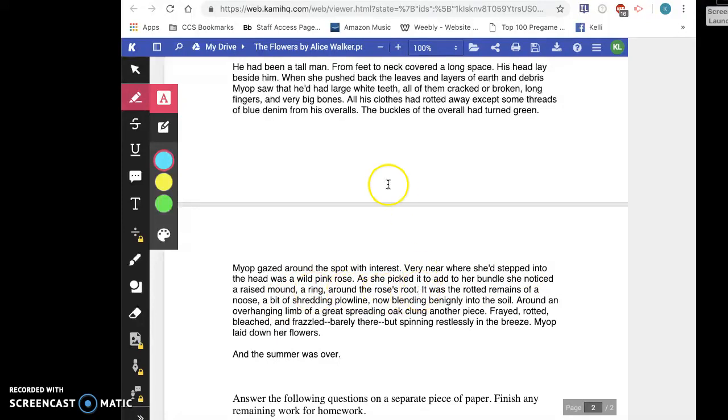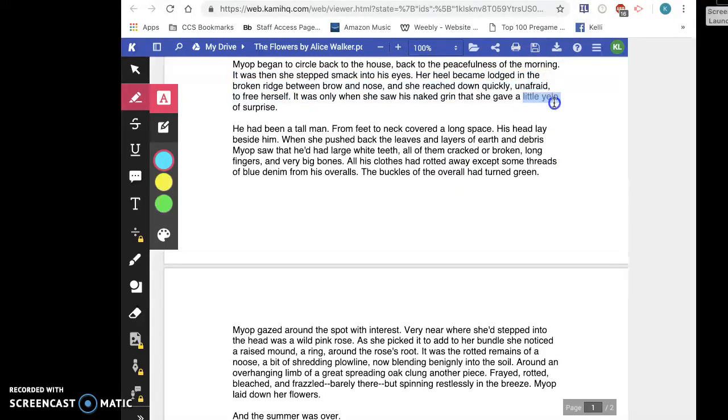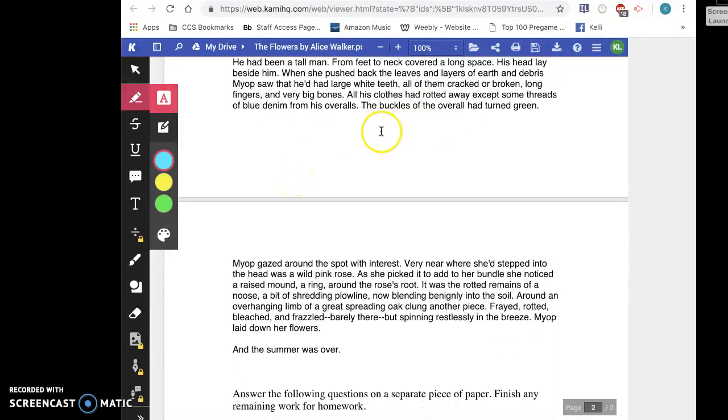Before we continue any further, I want to point out that she's only now just surprised, right? She gives a little yelp. It's only when she saw his grin that she gives a little yelp of surprise. She goes on, it's only when she gets here, she picks this flower.